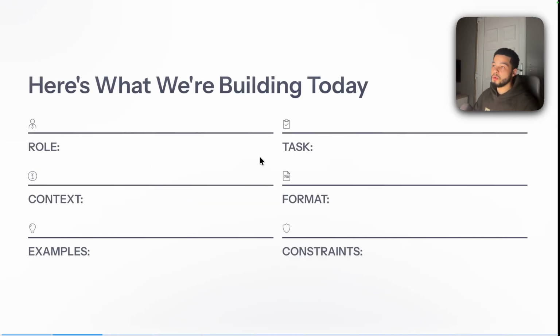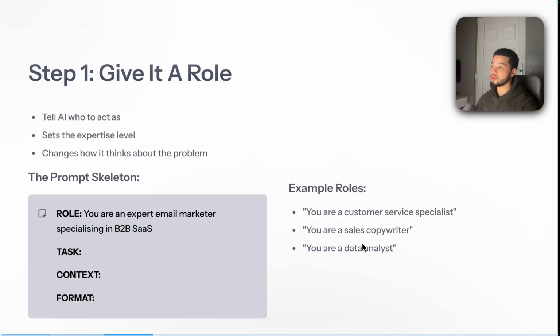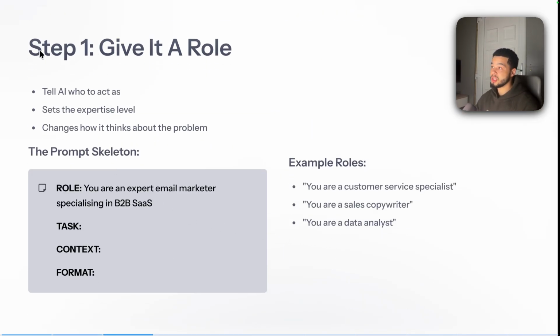So here's what we're going to be building today. This is the prompt structure that I use, and it's role, task, context, format, examples, and constraints. And that's kind of how we format all of our prompts. Now the first one is role. That's step one. That's giving the AI prompt a role.